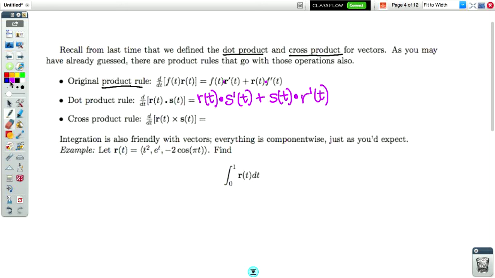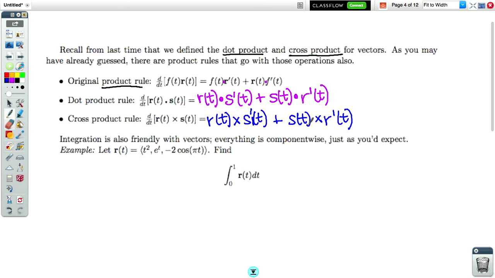And same thing for the cross product. So I'm going to go left cross d right plus right cross d left. And there's our product rule for the cross product.